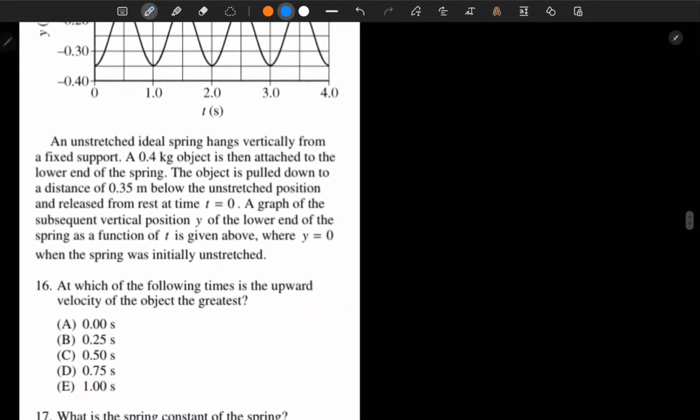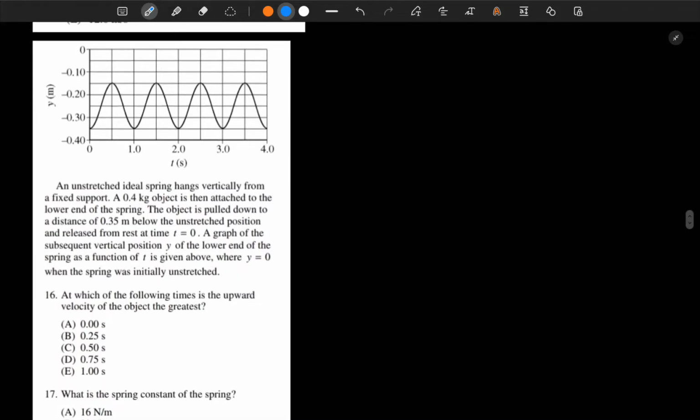Next, let's assume that an unstretched ideal spring hangs vertically from a fixed support. A 0.4 kilogram object is then attached to the lower end of the spring. The object is pulled down a distance of 0.35 meters below the unstretched position and released from rest at time t equal to 0. A graph of the subsequent vertical position y at the lower end of the spring as a function of time is given in the plot above, where y is equal to 0 when the spring was initially unstretched.